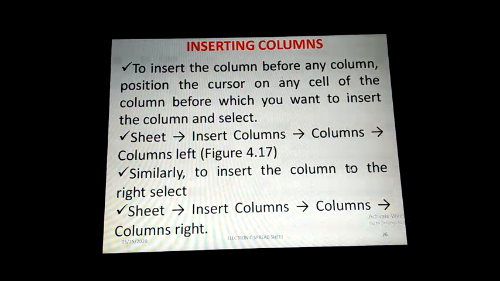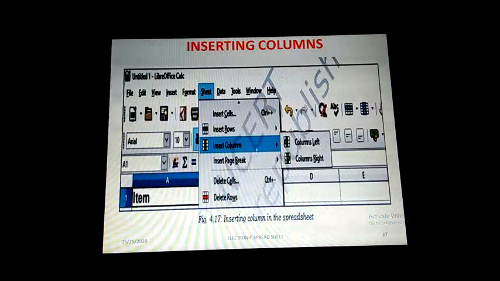Similarly, to insert the column to the right side, select Sheet, Insert columns. Sheet menu you need to select. Instead of right click also, you can go to Sheet menu, Insert columns, Column right. You can choose that for inserting a column at the right side. See, like this, sheet menu you need to click if you want to insert the columns to the left side and to the right side of the selected cell.